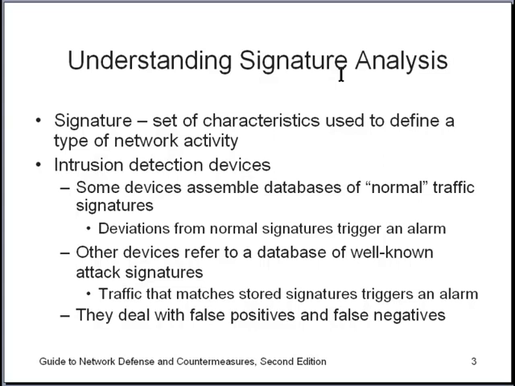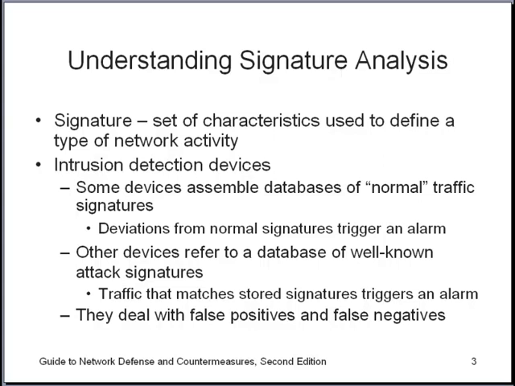There are actually two types of intrusion detection devices. Those that can be put into the anomaly detection category, or those that can be put into the signature category. Other devices refer to a database of well-known attack signatures, and so notice that those two types of intrusion detection devices are looking at traffic by different means. One is comparing it to good known traffic, and another is comparing the packets to bad traffic.